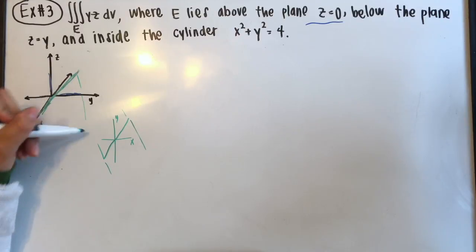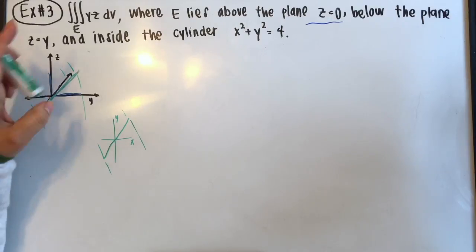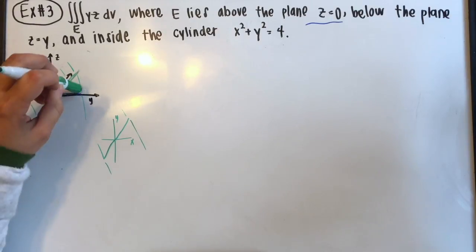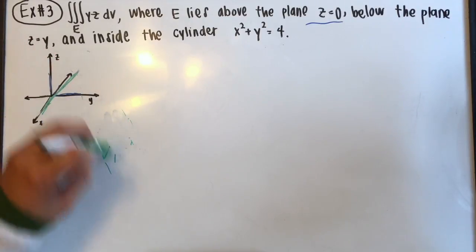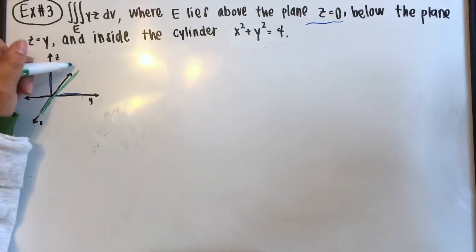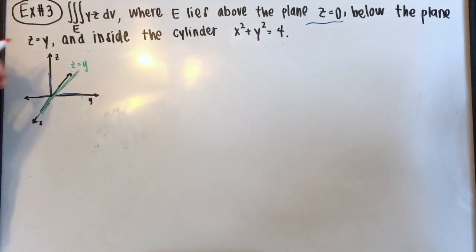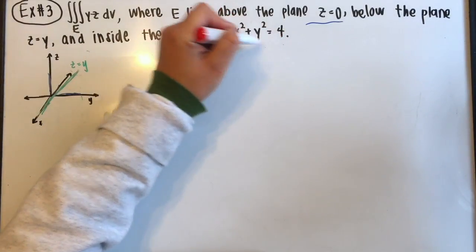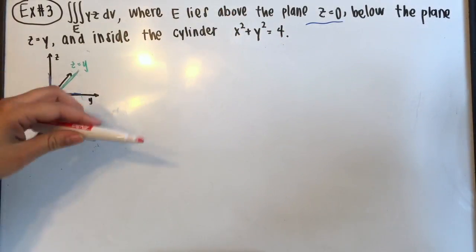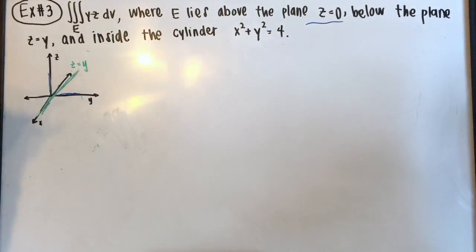Like our plane is gonna be like that. This is our plane. It's gonna go like that. Okay? But we're gonna erase that so that we don't mess up our graph. Okay, so that's our plane, z equals y. And then it says, and inside the cylinder, x squared plus y squared equals 4. So from doing several examples, you can already see that your radius is 2.